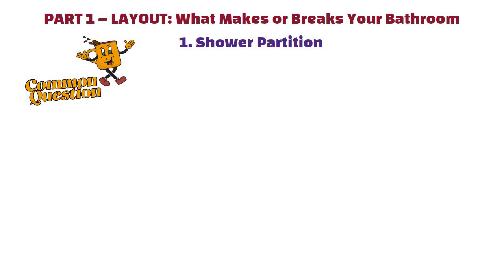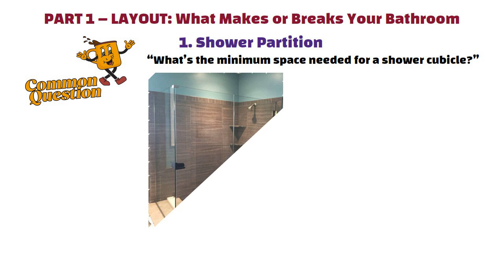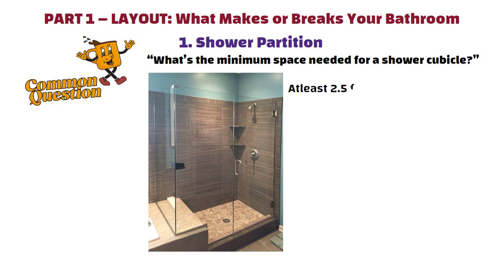Part 1, Layout. What makes or breaks your bathroom? Shower partition. A common question people ask is, what is the minimum space needed for a shower cubicle? Ideally, you should have at least 2.5 feet, that is 30 inches in width.